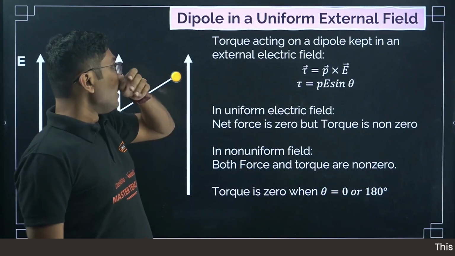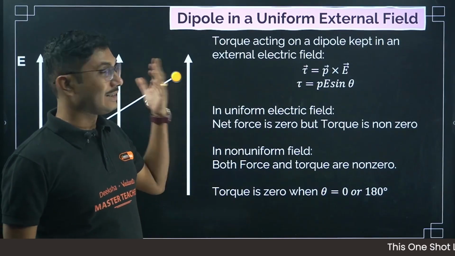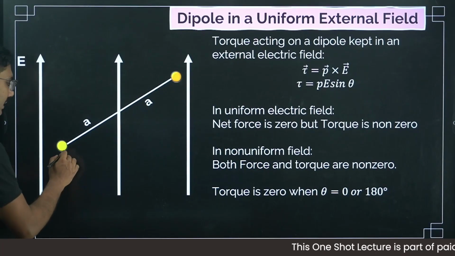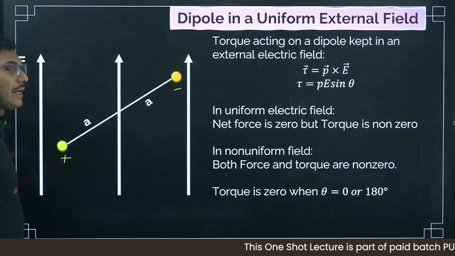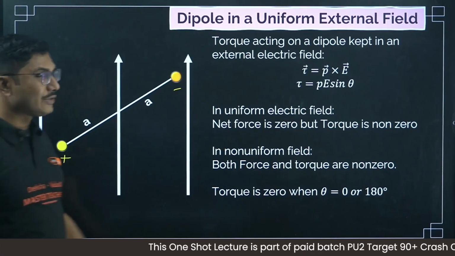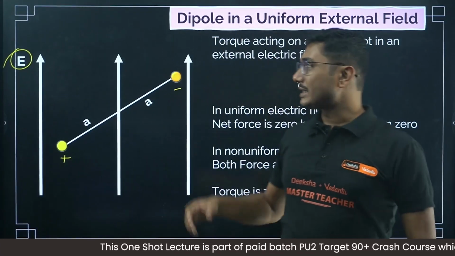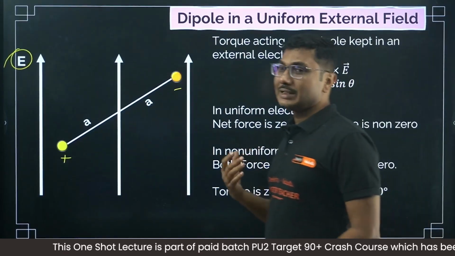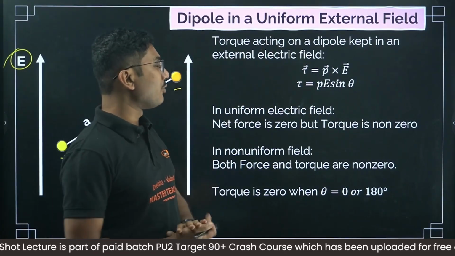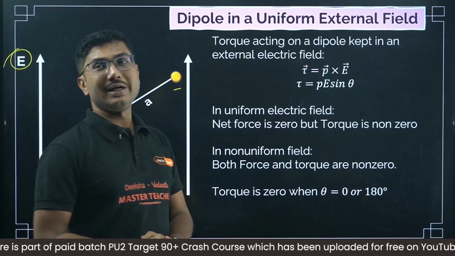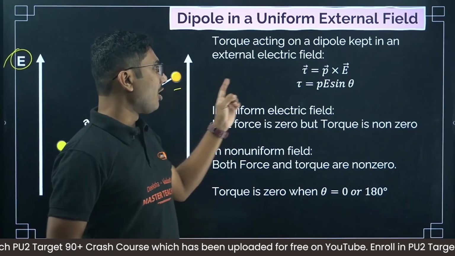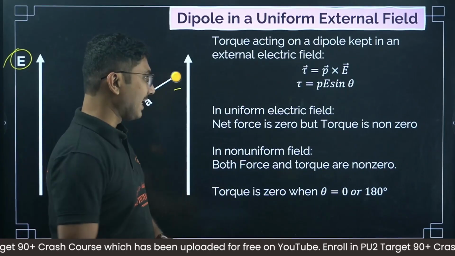Now, dipole in a uniform external field. So now we have a dipole, say this is positive, this is negative. Now we keep it in an external electric field E. In that case, when you keep the dipole in an external electric field, there is a torque which will act on the dipole. So the torque acting on a dipole kept in an external electric field is given by tau equals P cross E, or tau equals PE sin theta.